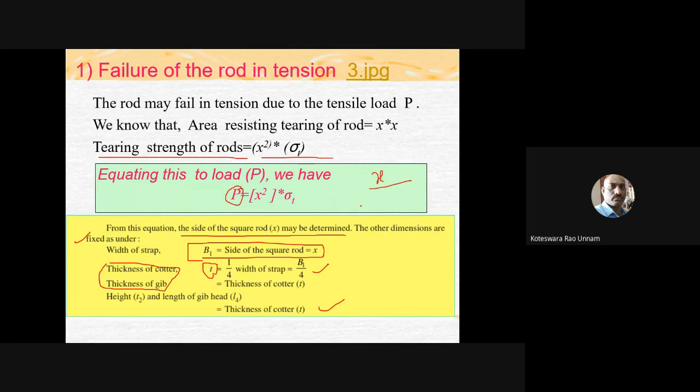Once you got the X value, your B1 is nothing but X only. Then T is going to be B1 by 4. Both the thickness of the cotter and jib are the same, so we'll take it as T only, B1 by 4. Then the height and length of the jib head, so you have to calculate. That is also equal to T. So you have to remember these parameters.